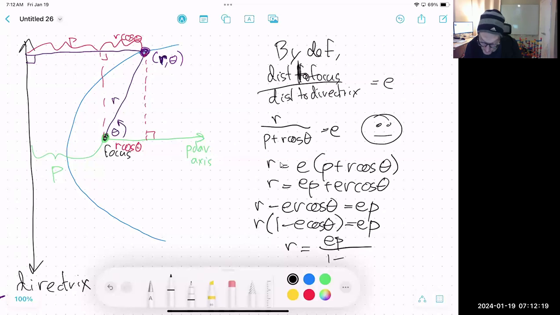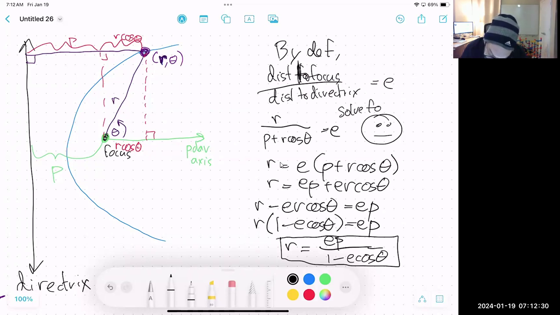r equals ep over 1 minus e cosine theta. There was nothing challenging about that. We just solved for r, which is what we always do when we come up with an equation in polar coordinates: we write it in the form r equals. You can think of this as an equation that takes theta as an input and outputs an r value, and so it determines the curve, the conic section.